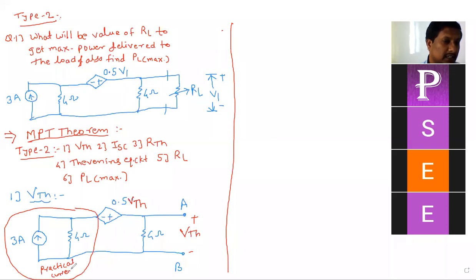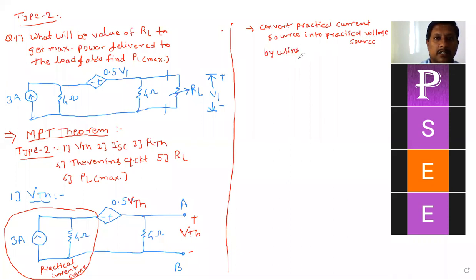So can we convert the practical current source into a practical voltage source? By using source transformation. Okay, so after that there will be the modification like this.